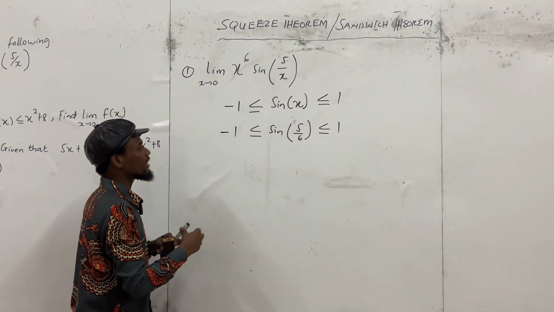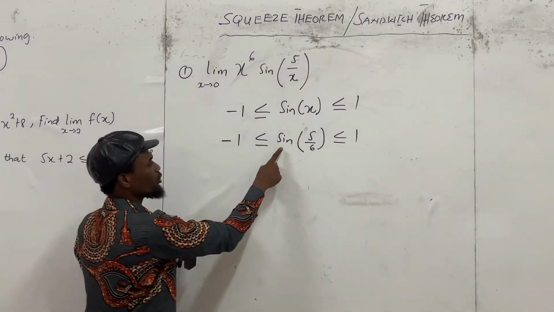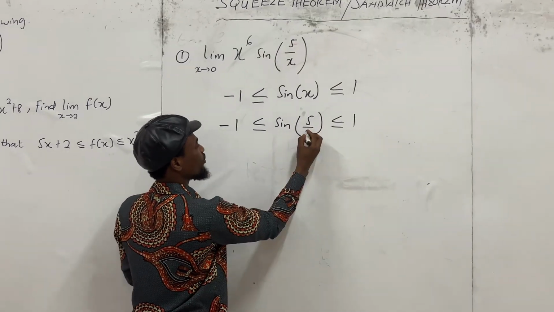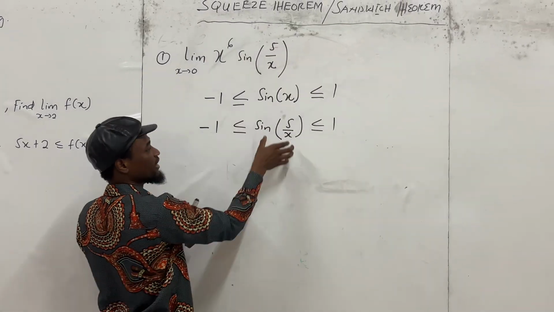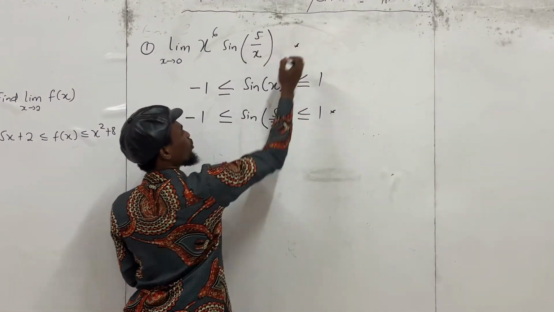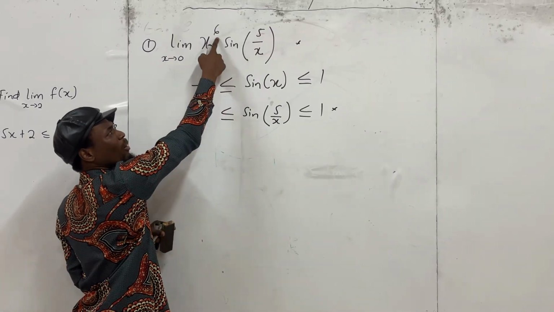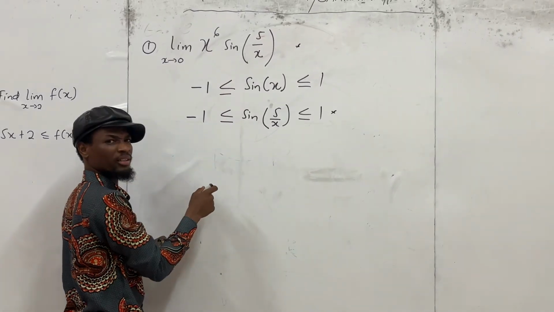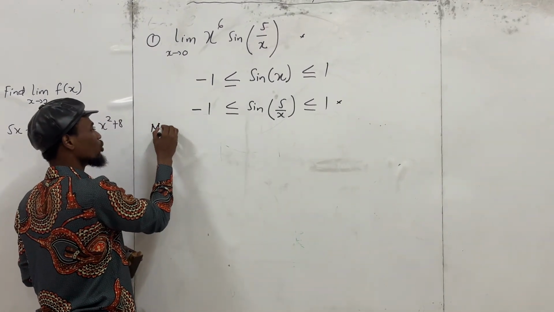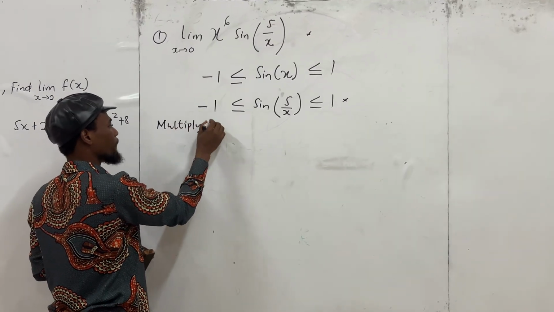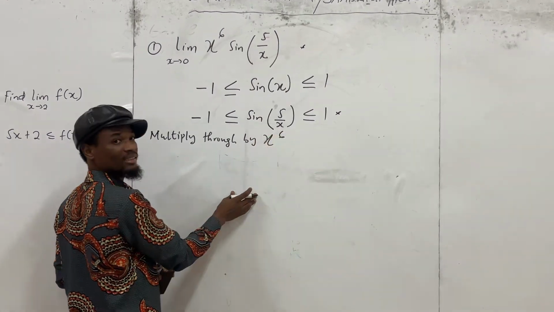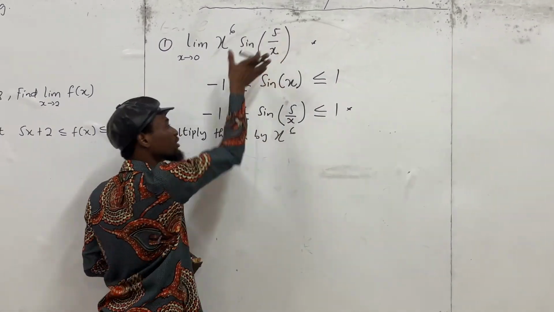Now, viewers, let's work out something over here. You have sine of 5 over x over here. So you see they are the same. Is that not so? Now, what is missing over here? If you compare this to this, you realize that x to the power 6 is missing. So we can do justice over here, right? What do you do? You multiply through by x to the power 6, so that this can assume the question.